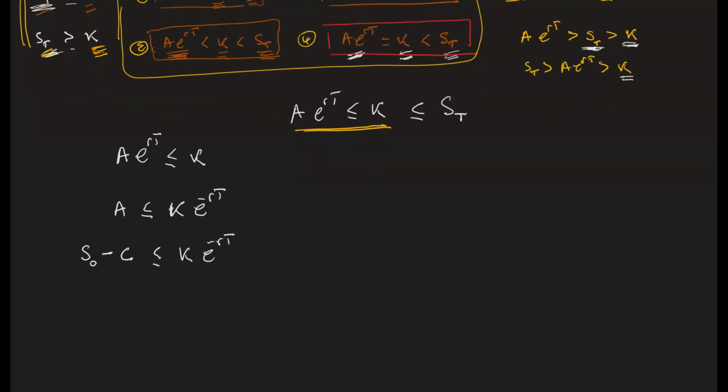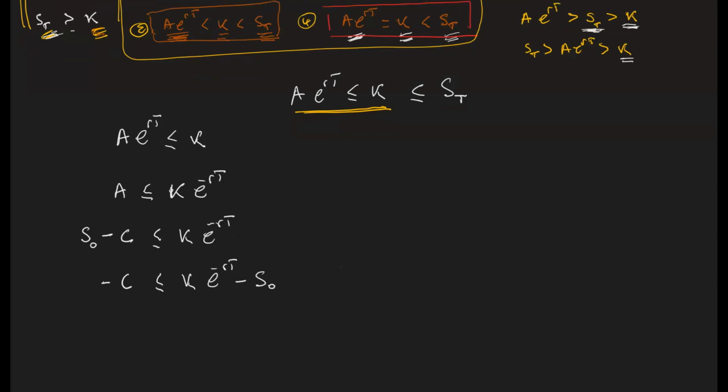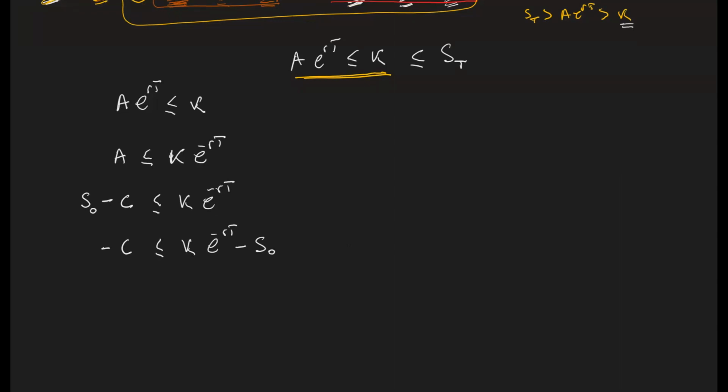Now, what that means for us is that minus call is going to be less than or equal to the strike present value minus stock, and we're going to multiply this by minus 1. And when we do that, what we essentially obtain is call is going to be greater than or equal to stock price minus present value of the strike. So this is the first relationship that we need to remember.